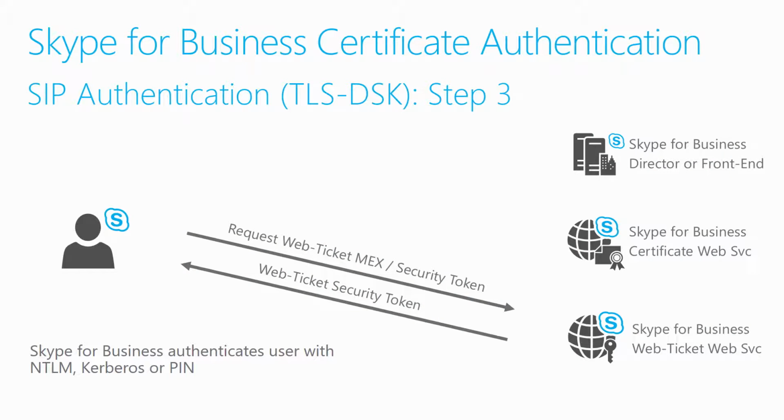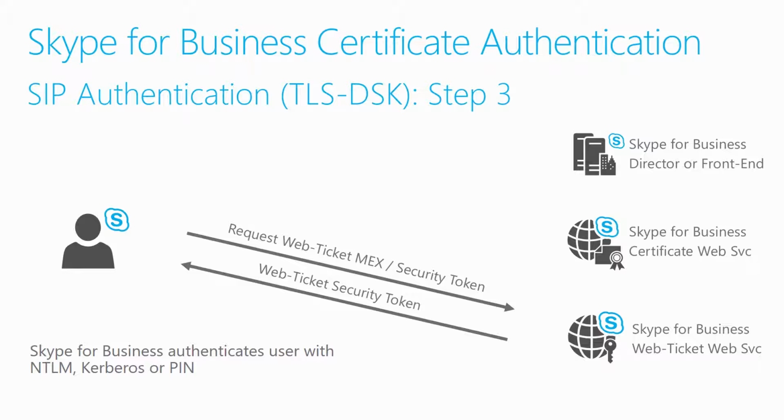Okay, now the user connects to the Skype for Business web ticket service. And by the way, the web ticket service and the certificate web service, both of them are on the director or on the front-end server. And now it will request the web ticket MEX information for the security token, and will send the security token, and then the web ticket security token will be sent to the client.